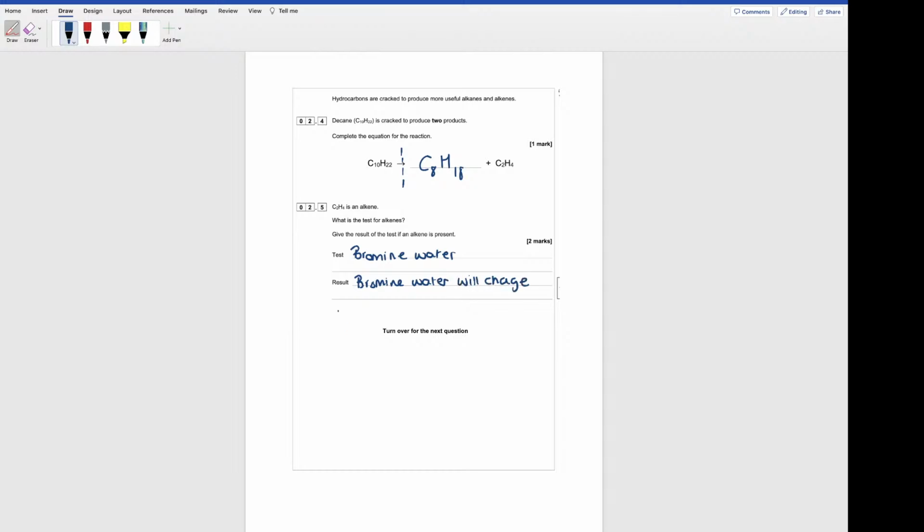Will change from orange to clear and colorless. Now, what I want to draw your attention to is whenever you're doing a change, so for example, a color change or even an observation, you want to say what it was like at the beginning and then talk about what it was like at the end. So the color was orange to begin with, then it went clear and colorless. Always give the before and after.